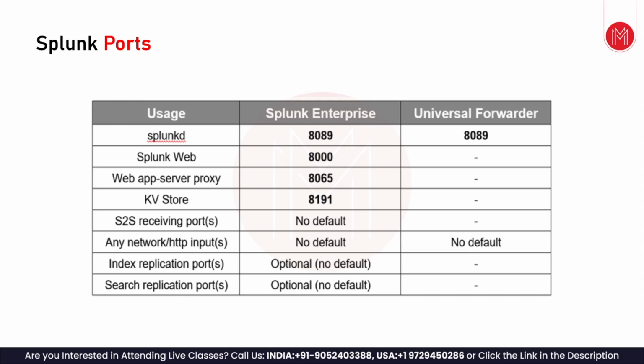KV store, key value store. Whatever keys and values we are storing in Splunk, it uses 8191. The others, S2S, network or HTTP event, index replication port, search replication port, are optional. Whatever port you want, you can use it. But for indexers, Splunk indexing, we use 9997 as default. If you want other ports, you can use them, but you have to make sure that port is not being used by any other service on our Splunk server.